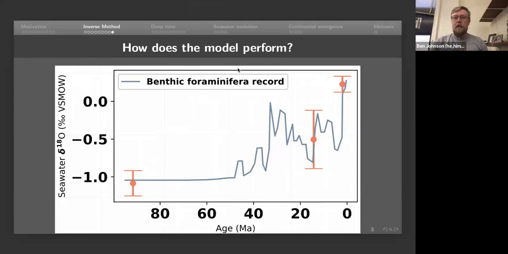And so I'm showing here the results of those inversions, shown in the orange dots with associated error bars, compared to the estimates of what seawater δ18O was during these times based on benthic foraminifera, the bottom dwelling plankton. And what I'd like to point out is we're getting pretty great alignment, which is awesome, between our inversion approach and the benthic foram record. And you'll notice the Y scale here too. This is just between 0 and -1 per mil.